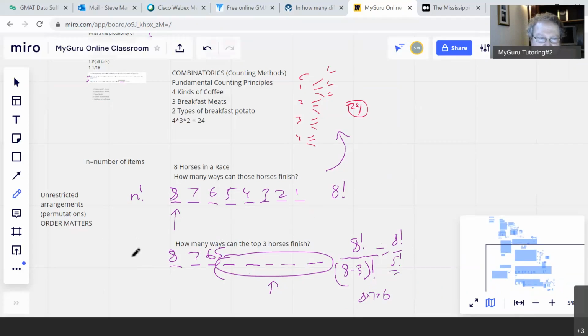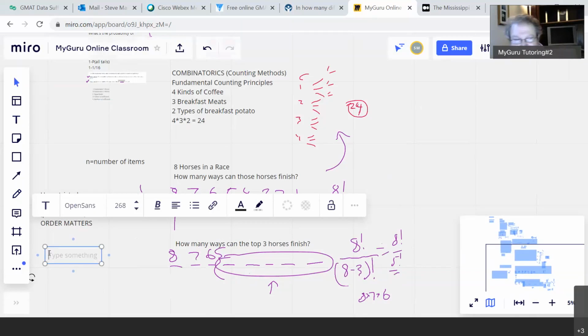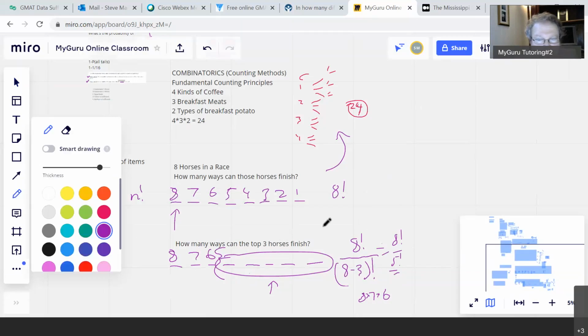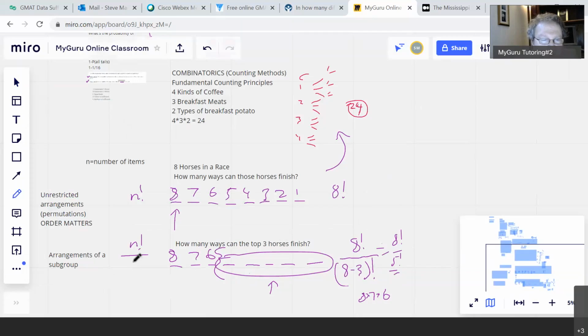So the formula for what's really here, it's really for arrangements of a subgroup. The formula for that is going to be just what I've got over there, your n factorial over n minus that group size. That's the second step. These are arrangements again. The order still matters because 8, 7, 6 is still not the same as 6, 7, 8.